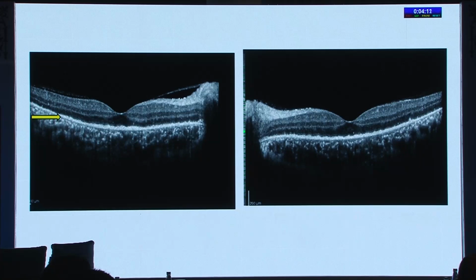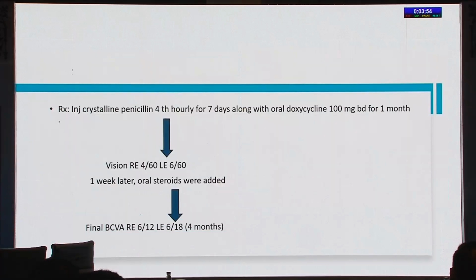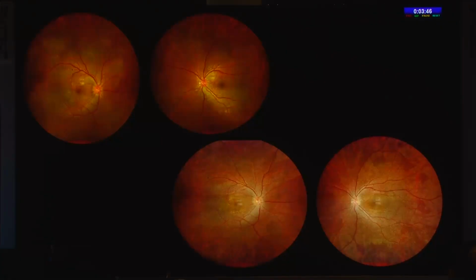So this is the OCT image. Now if you can see, there is nodularity of the RPE with ISOS disruption, and there are punctate spots in the choroidal area. Now this is a very classical sign of ocular syphilis, a great masquerader. He turned out to be positive for VDRL and TPHA. He was treated with penicillin. A week later, oral steroids were added, and his final visual acuity was 6/12 and 6/18. This was the before and after picture.